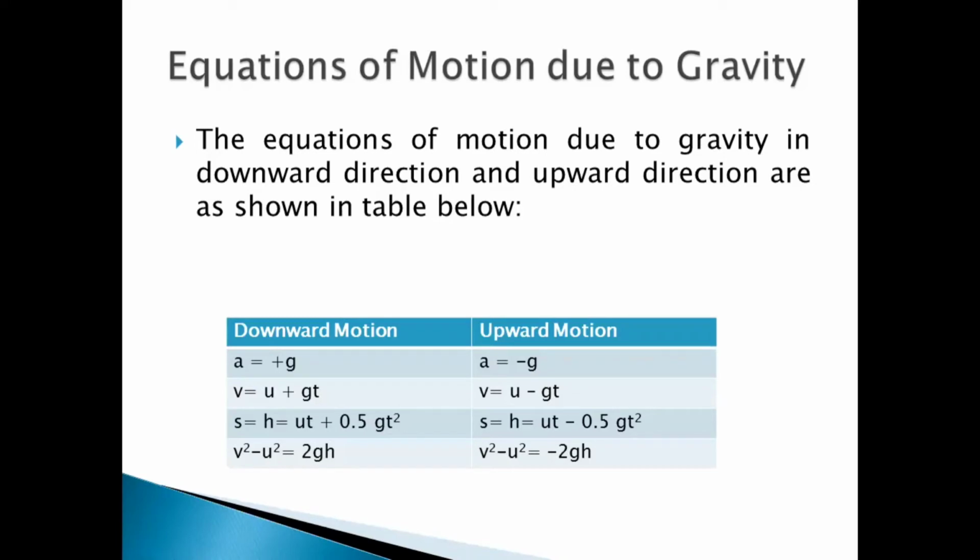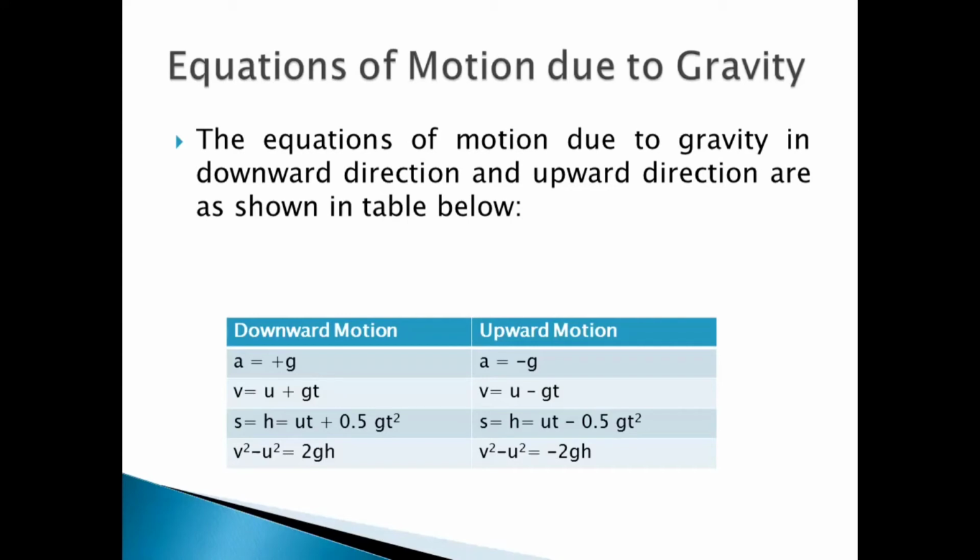So in downward motion, a will be replaced by plus g, and for upward motion, a is equal to minus g, because here there are opposite directions of motion and acceleration due to gravity. v is equal to u plus gt is the equation for final velocity. It becomes v is equal to u minus gt for upward motion.